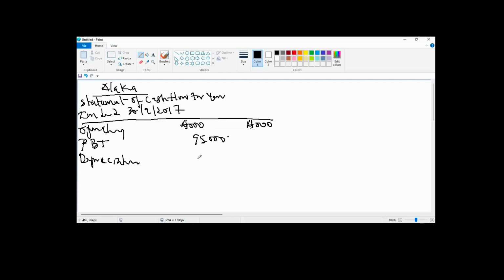What is depreciation? In additional information, what is depreciation given to us? For machinery, 25,000. Is that all? For motor vehicle, 2,000. That means it's 27,000 depreciation. Depreciated machinery. What is the next thing on the template? Disposal of fixed assets.